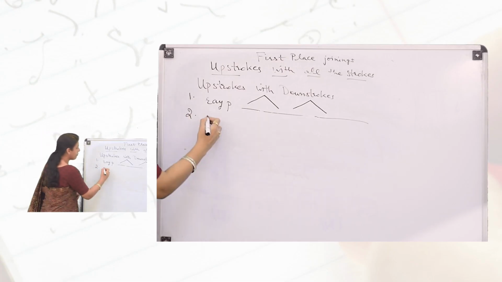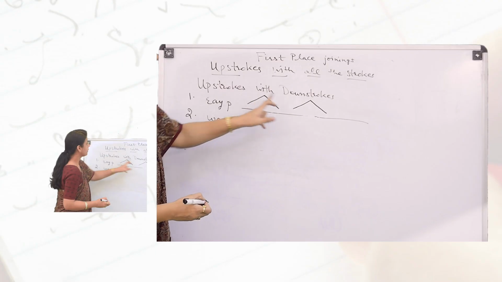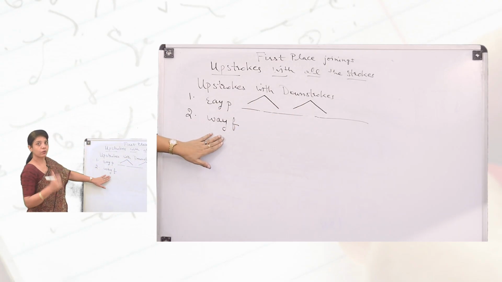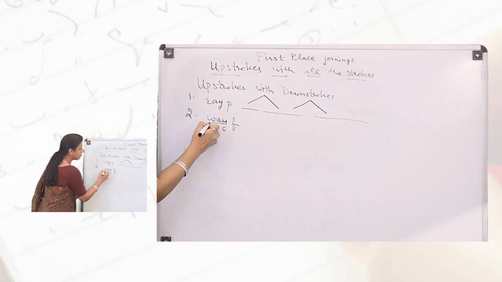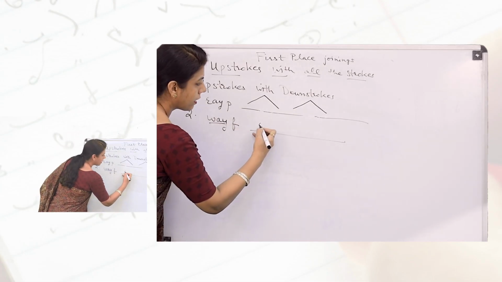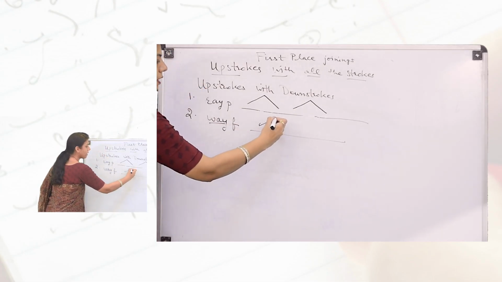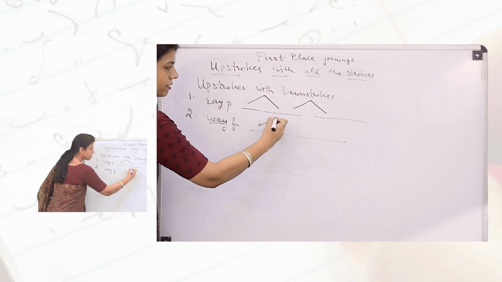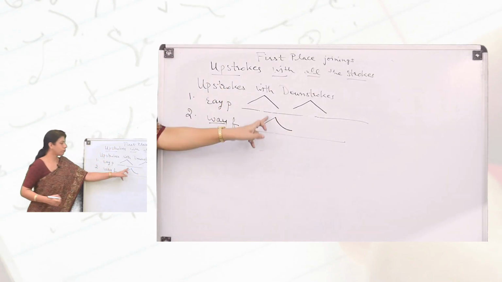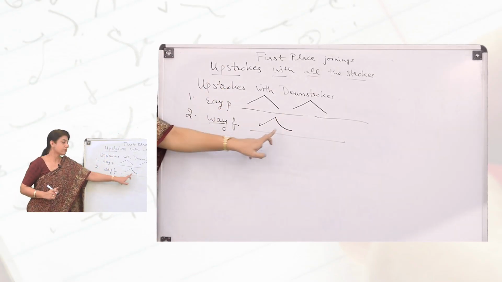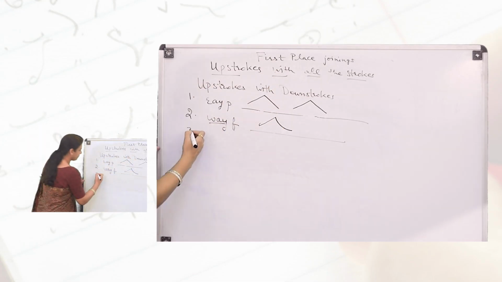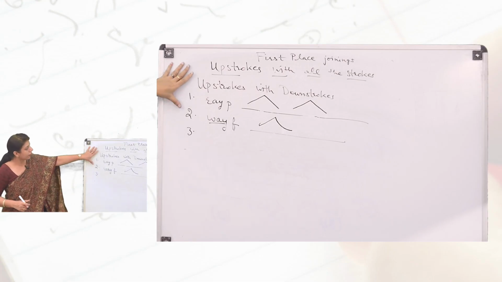Next example, Way is an upstroke and F is a downstroke. Now again the same rule is applicable. The first consonant, which is Way, has to be above the line, and since it is an upstroke, it has to be from bottom to top. Now wherever the first ends, second begins. Second is F, which is a downstroke, so it has to be from top to bottom. This is Way and F at first place, which means above the line. One more example we'll take to make it clear.